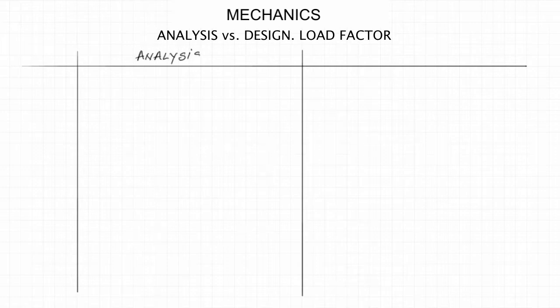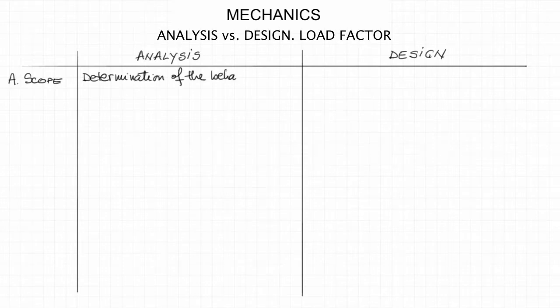In the left column, we will discuss analysis, and in the right column, we will discuss design. And let's start first with the scope. So what is the reason for doing each of these? Well, an analysis is carried out in order to determine the behavior of a given structure. So we have most of the information of the structure given, and we need to investigate how the structure behaves.